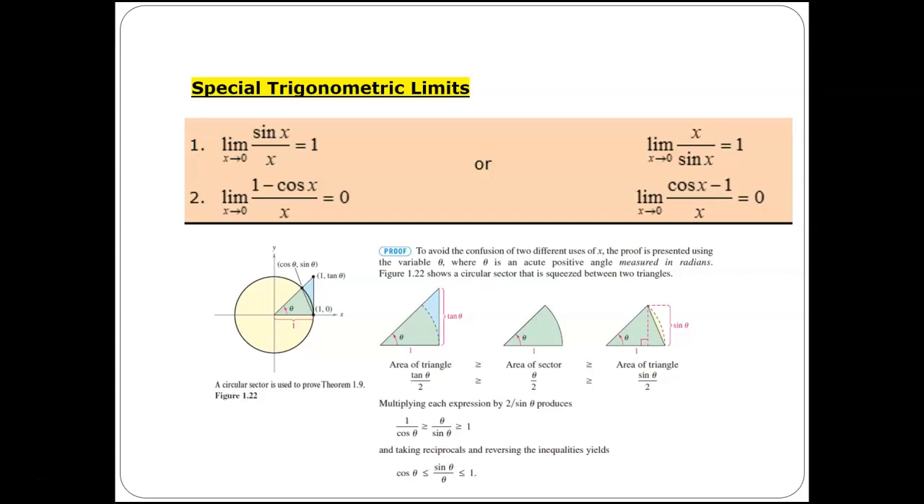So there are special trigonometric limits. We talked about these yesterday. We talked about the limit as x approaches 0 of sine x over x equaling 1. And we also determined that the converse of that was also equal to 1. So basically you could flip it, and the limit as x approaches 0 of x over sine x was also equal to 1. The one we haven't talked about yet is special trig limit number 2, which says the limit as x approaches 0 of 1 minus cosine x over x is equal to 0.